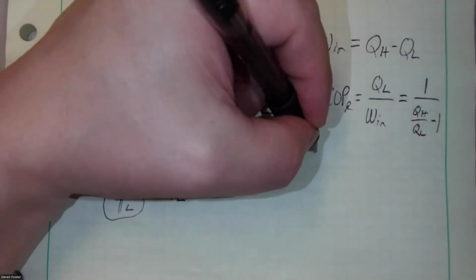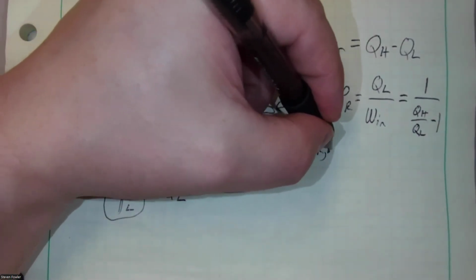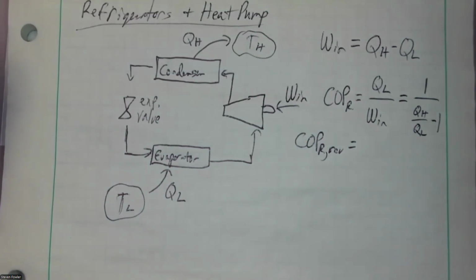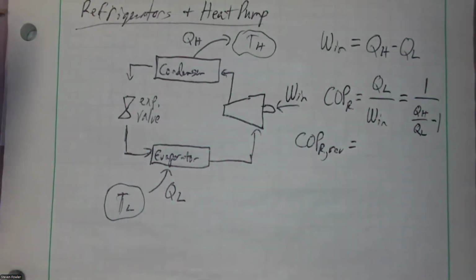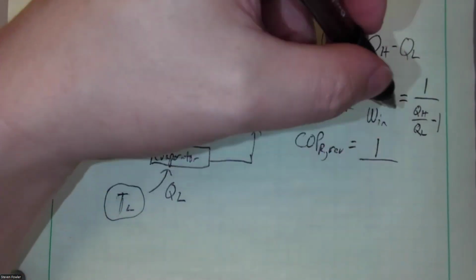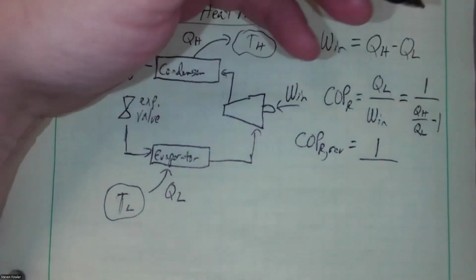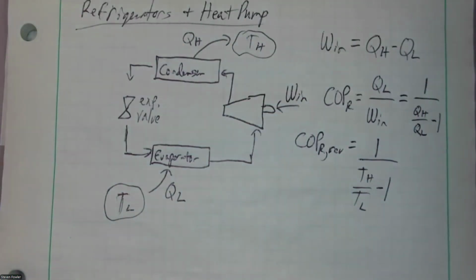And then the maximum coefficient of performance would occur for any reversible cycle. Carnot, again, I pointed to the Rankine cycle and said we didn't have time to look at it, but you could also apply this to a Rankine cycle. That's a reversible ideal cycle. If I've got a reversible ideal cycle, then the coefficient of performance is now where I replace this ratio of heat transfers with the ratio of absolute temperatures, 1 over the ratio of TH to TL minus 1.